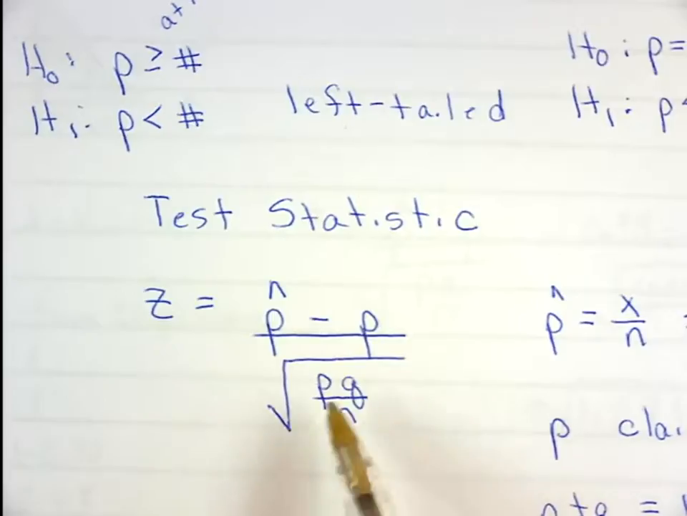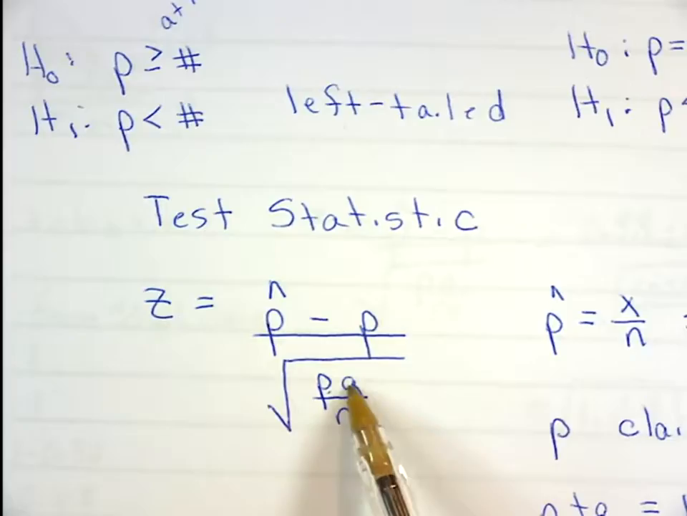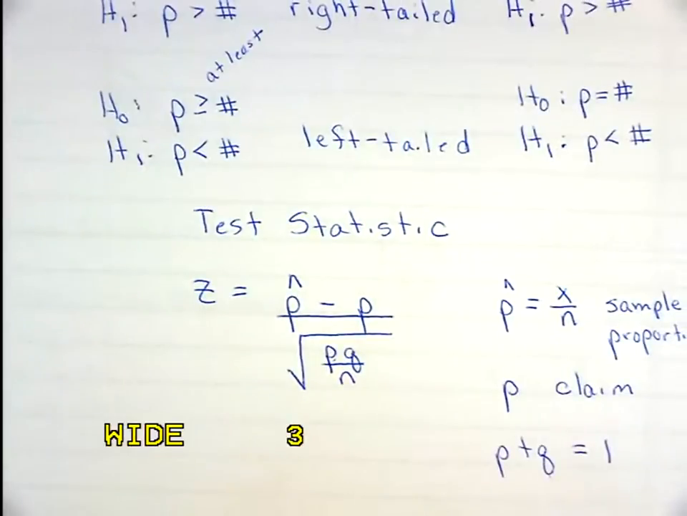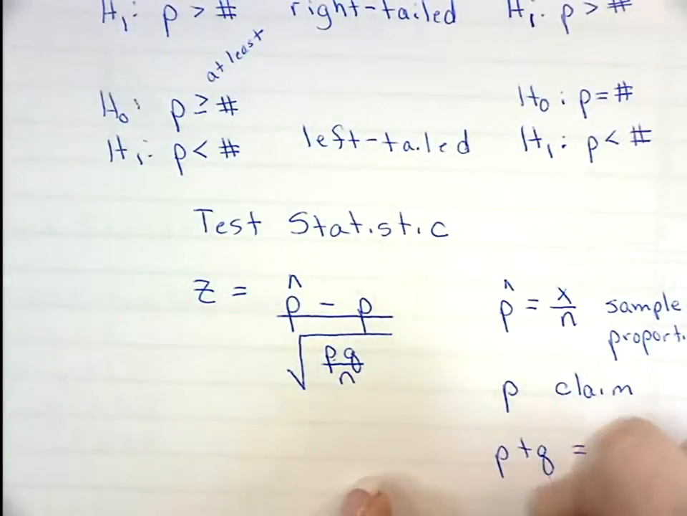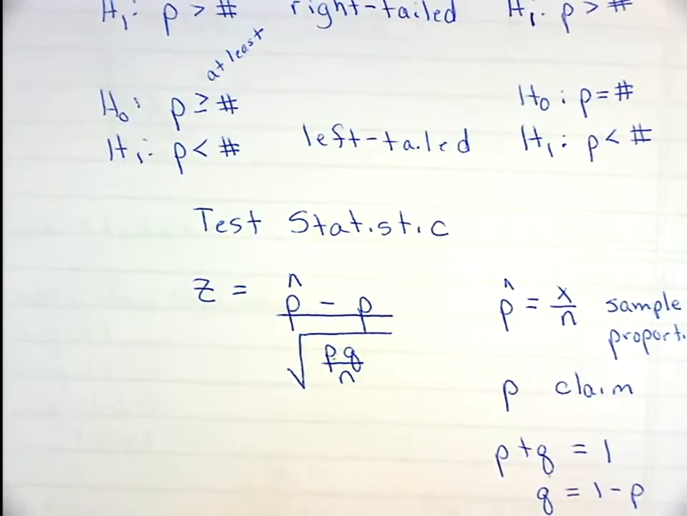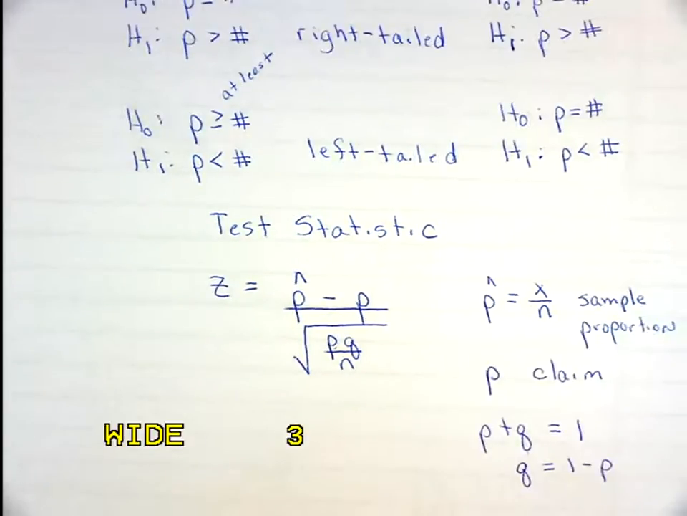Notice that under the radical here, P is the claim. It's not P hat times Q hat, but it's P times Q. And if we know P, which is our claim, we will be able to know Q because together they add up to equal 1. That means that Q is 1 minus P, which is 1 minus the claim. And basically that's it as far as new material.